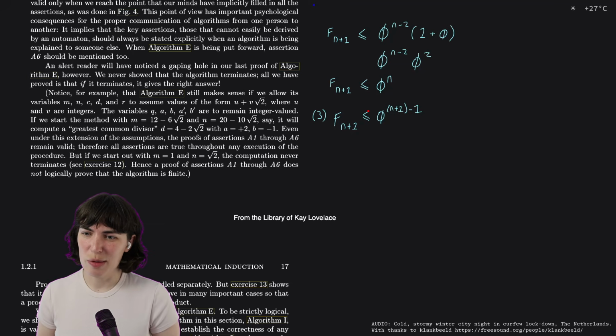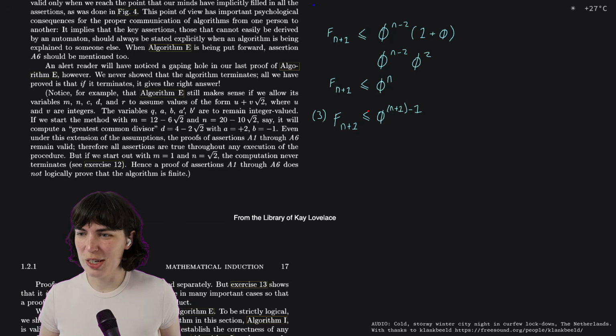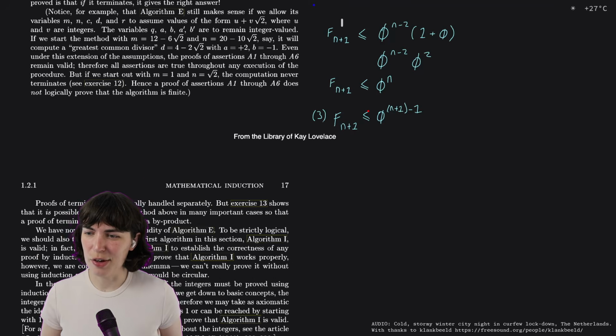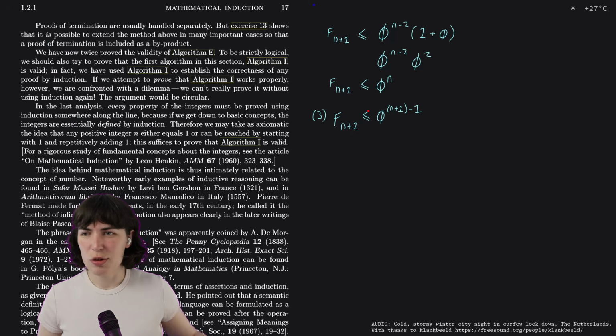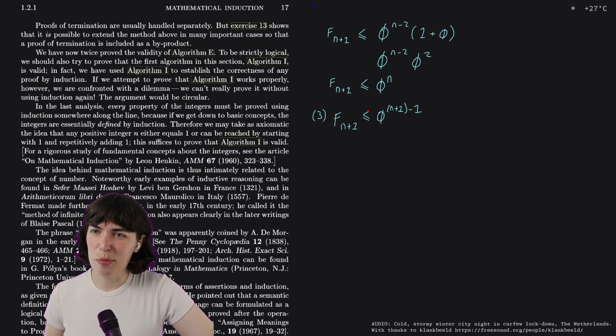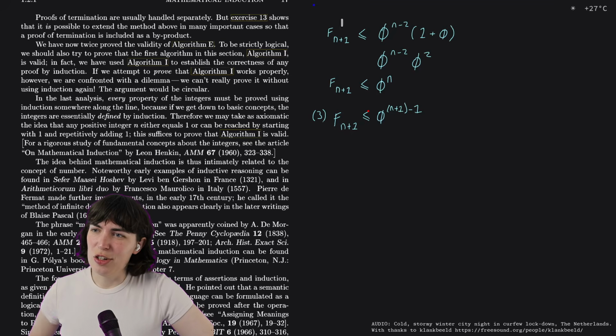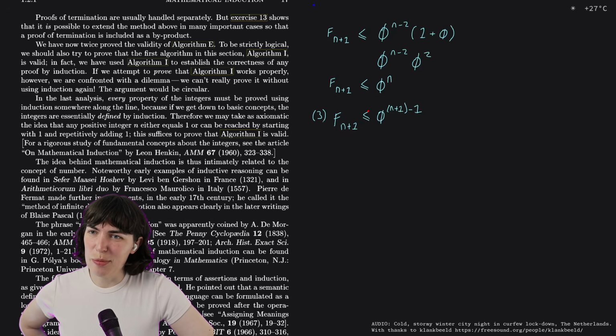But if we start out with m equals 1 and n equals root 2, the computation never terminates. Hence, a proof of assertions A1 through A6 does not logically prove that the algorithm is finite. Okay, fine. Proofs of termination are usually handled separately. But exercise 13 shows that it is possible to extend the method above in many important cases so that proof of a termination is included as a byproduct.